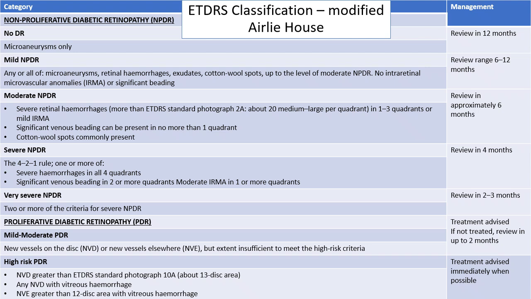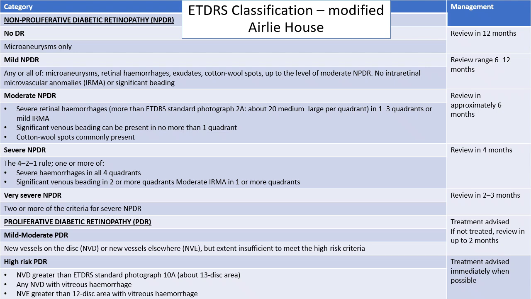Then comes moderate NPDR. Moderate NPDR consists of severe retinal hemorrhages. Now, what do you mean severe? Severe is when it is comparable to this particular standard ETDRS photograph. So what the ETDRS did was they gave standard fundoscopic pictures for you to compare with and grade the diabetic retinopathy accordingly. So severe retinal hemorrhages, if more than ETDRS standard photograph 2A, about 20 medium to large per quadrant in 1 to 3 quadrants or mild edema. What mild edema, moderate edema, severe edema is, you can refer to the ETDRS pictures anytime. Significant venous bleeding can be present in no more than one quadrant. Cotton wool spots commonly present.